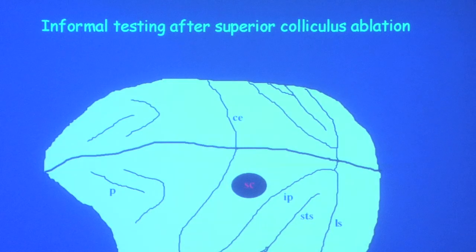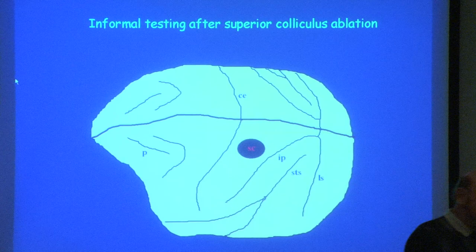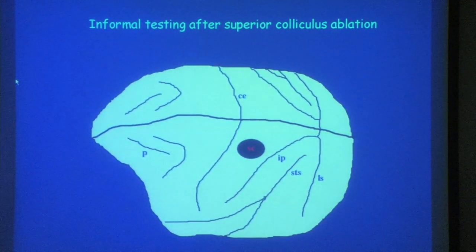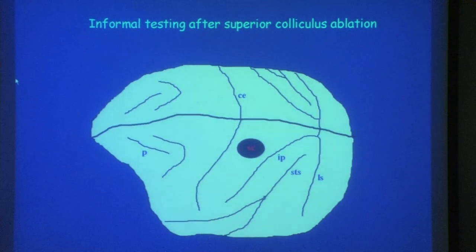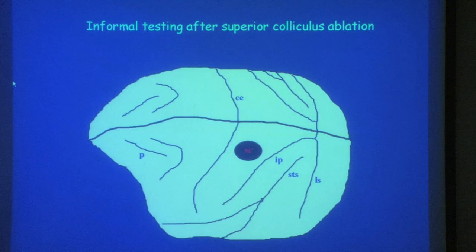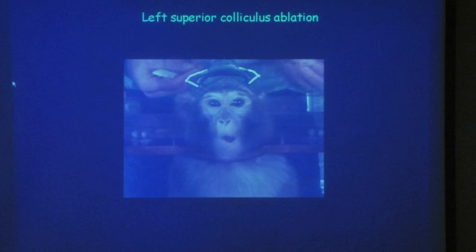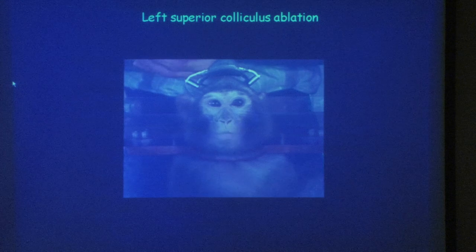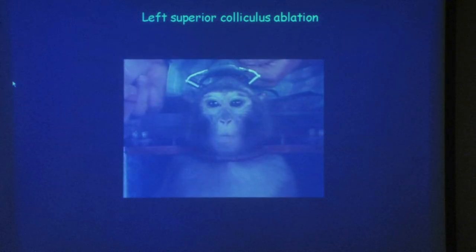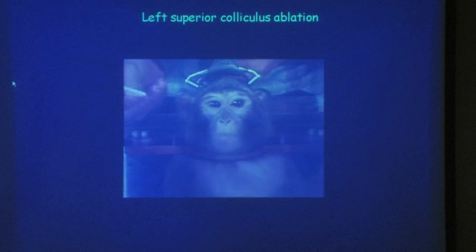So now we're going to ask the question, what happens if you take out the colliculus on one side, meaning a unilateral lesion? What happens to the eye movements the monkey makes subsequent to such a lesion? Are you ready for that? Here we are. It's the same monkey. You can see that his eye movements may be a little bit smaller, slower perhaps, but he still looks to the left and to the right quite well.